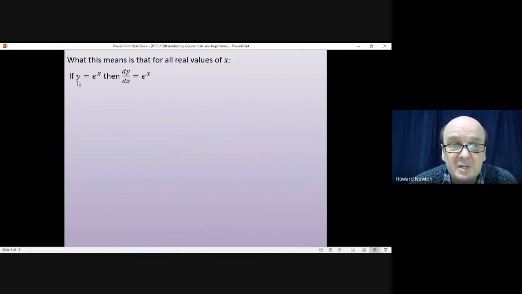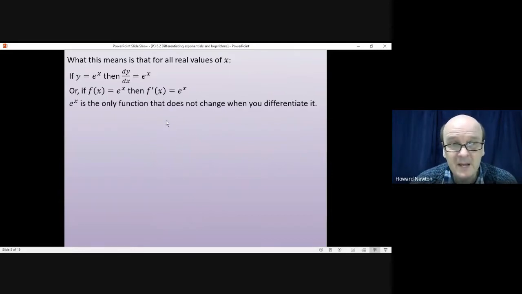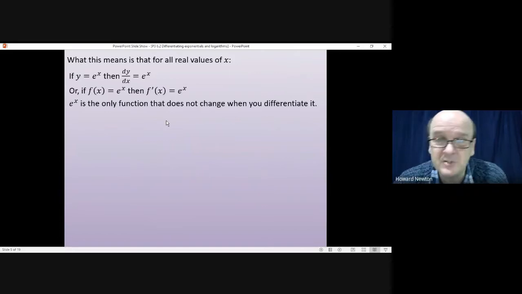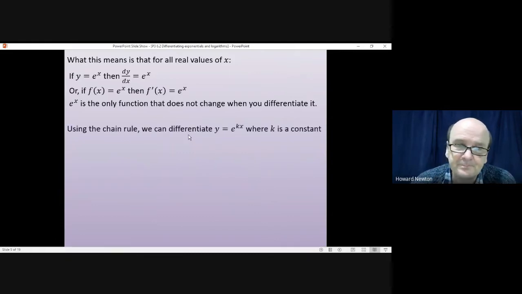So when I differentiate y, it doesn't change. Or using function language, if f of x is equal to e to the x, then f dashed of x is equal to e to the x. Now e to the x is the only function that this works for. It's the only function that does not change when you differentiate it.